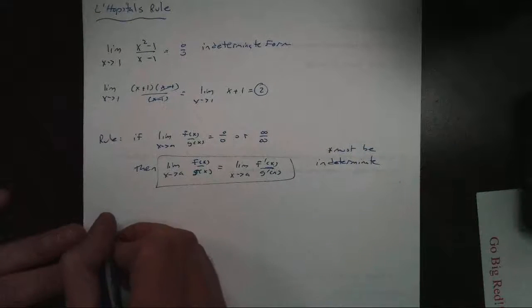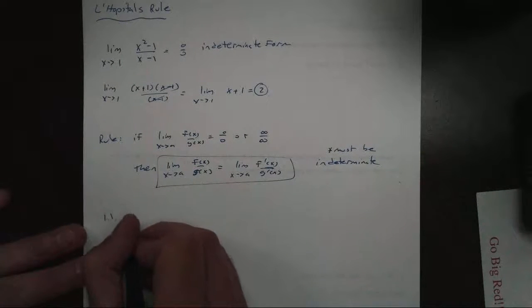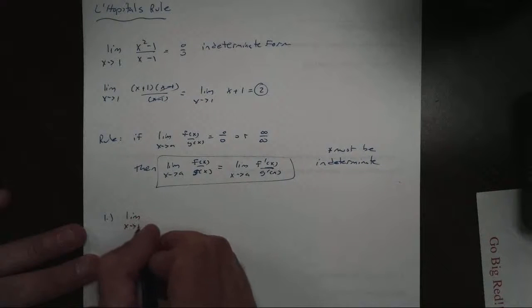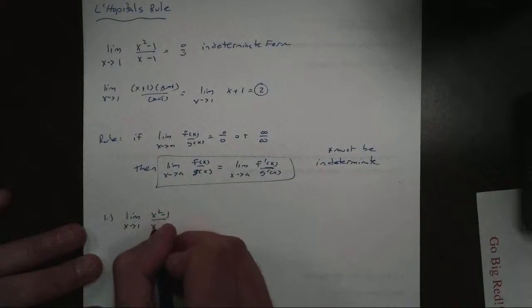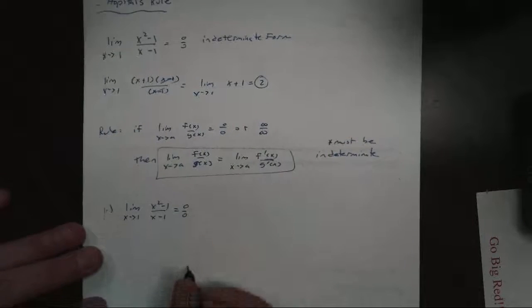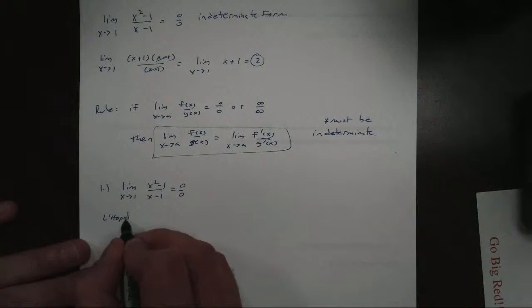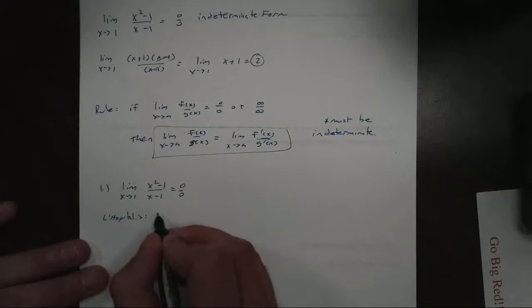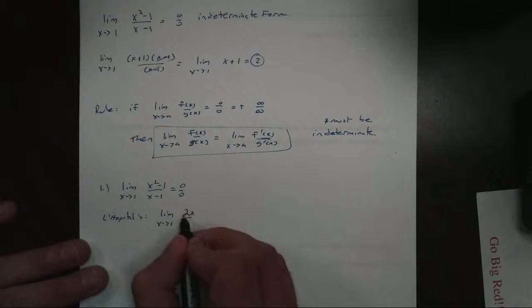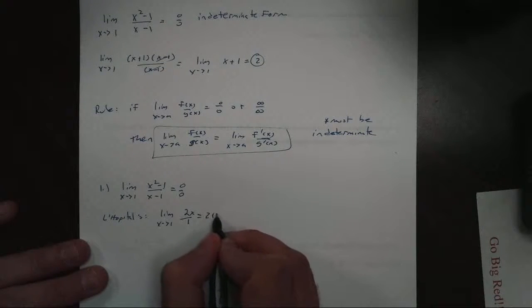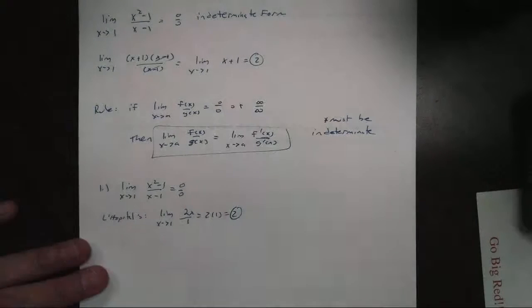So let's look at our example here again, using L'Hopital's rule. If I take the limit as x approaches 1 of x squared minus 1 over x minus 1, I get 0 over 0. Well, if I apply L'Hopital's rule, what L'Hopital said to do, or Bernoulli said to do, was take the derivative of the top, I get 2x, take the derivative of the bottom, which is 1, and if I plug in my 1 now, I get 2 times 1, which is 2, which is what we had before.